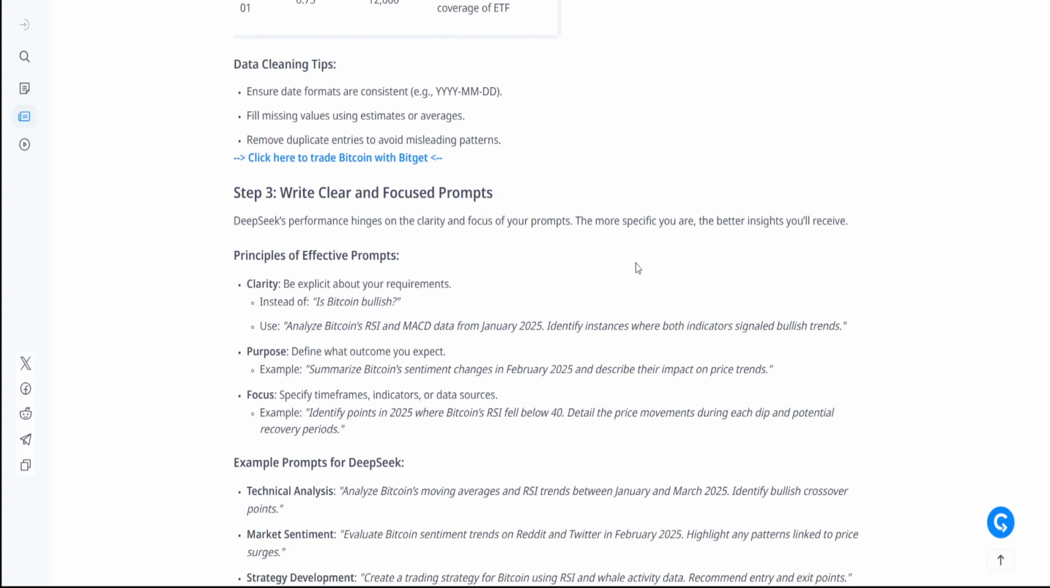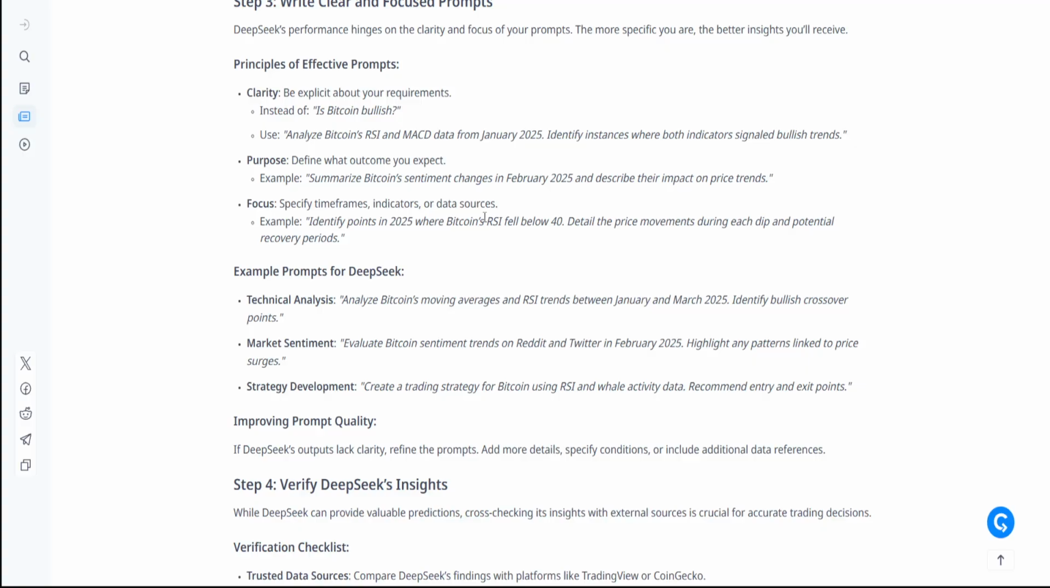So DeepSeek's performance hinges on the clarity and the focus of your prompts. So the more specific you are, the better insights you receive. So you can check your clarity, the purpose, and then the focus. And here are some example prompts for DeepSeek.